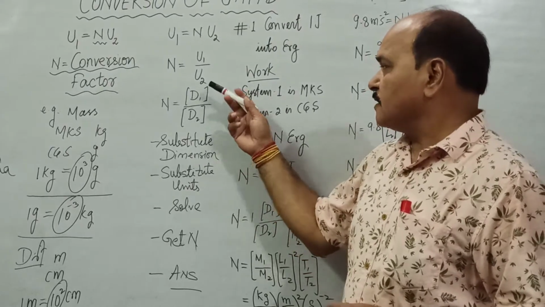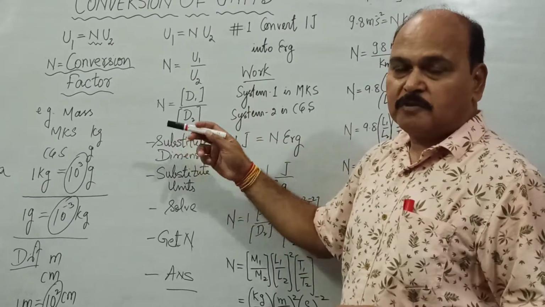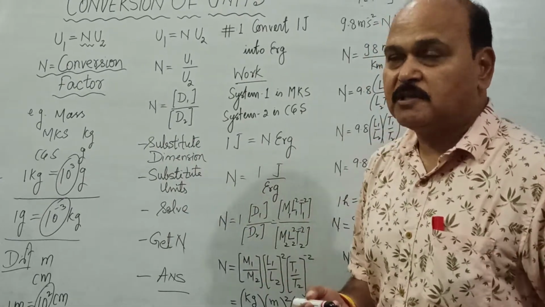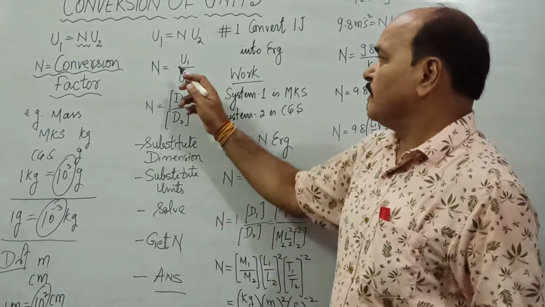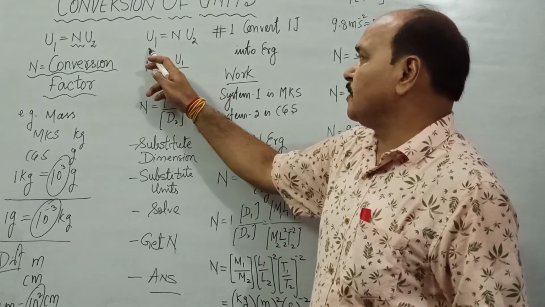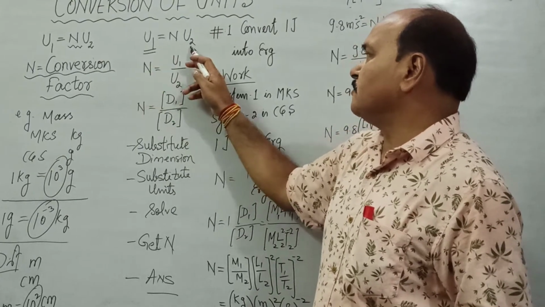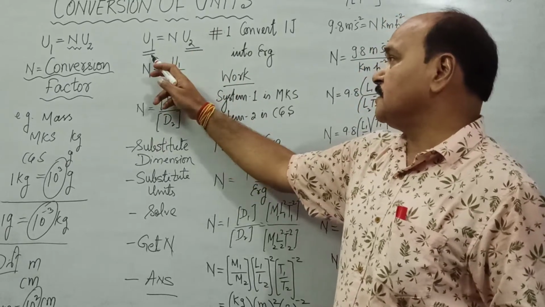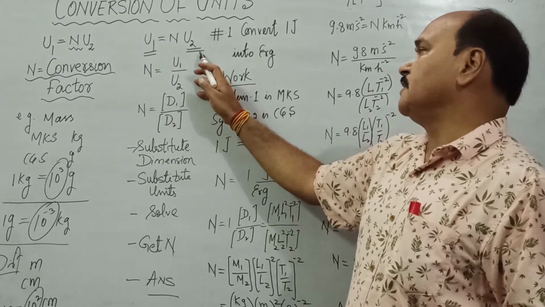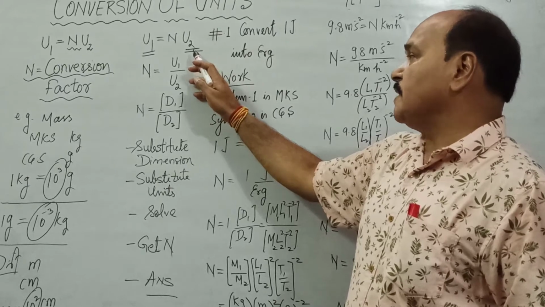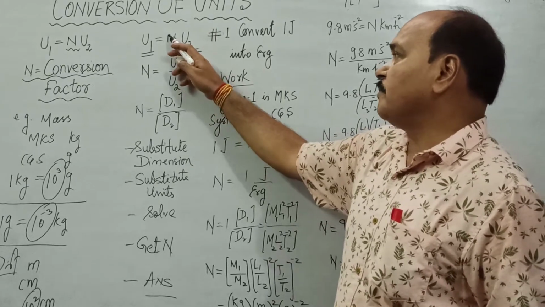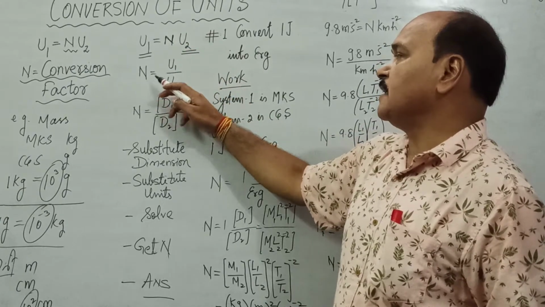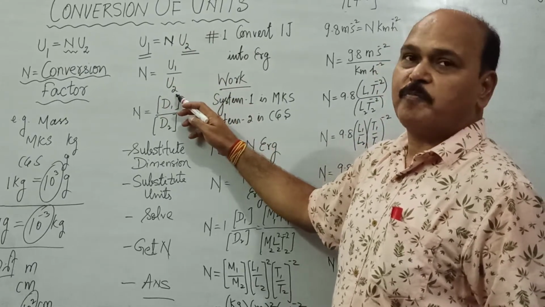Children, let us overview the conversion of units. How do we bring about conversion using the dimensional method? Well, this is the unit of the physical quantity in system 1. This is the unit of the physical quantity in system number 2. And we have already understood that this unit is related with the unit of the same quantity in the other system with the help of a constant that is called n. n is the conversion factor. So this n is u1 upon u2.